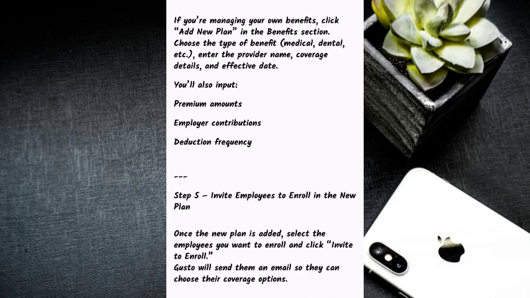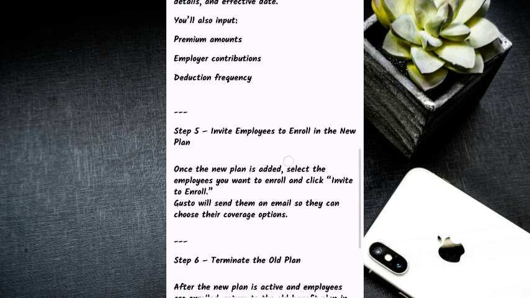Step 5, invite employees to enroll in the new plan. Now once the new plan is added, you want to select employees that you want to enroll, and then you're going to click invite to enroll. Gusto is going to send them an email so that they can choose their coverage options by themselves.